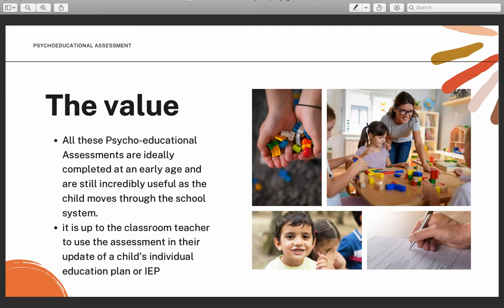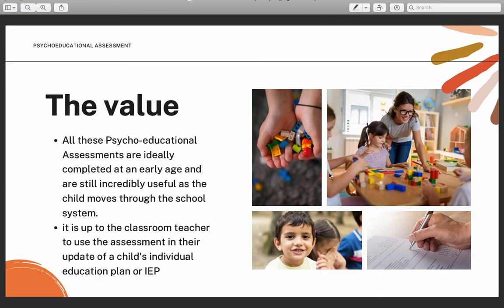Okay, now what's the value? What's the importance of having this psychoeducational assessment? Now, all of these psychoeducational assessments are ideally completed at an early age and are still incredibly useful as the child moves through the school system. Now, in the future, some of the academic needs may have changed by that time, but that overall bird's eye view, descriptive information will be so helpful for the classroom teacher who's wondering about how do I best approach my student who may have a learning disability.